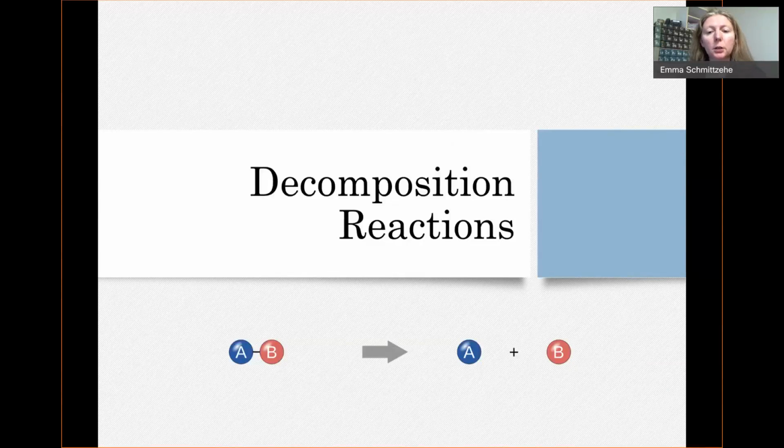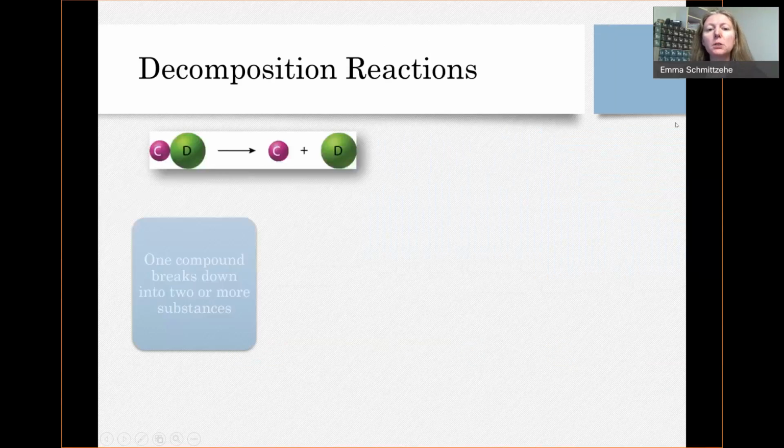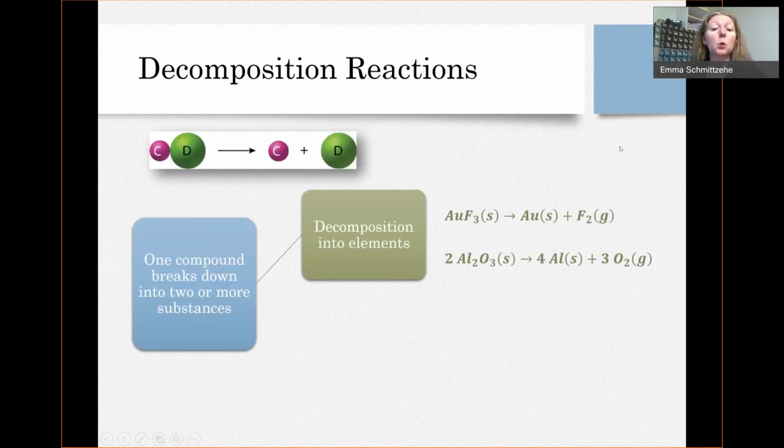Okay, let's talk about decomposition reactions. A decomposition reaction is one where you have one compound that breaks down into two or more substances. Those substances could be just individual elements, okay? So the compound completely breaks apart into elements. I've got a couple examples here.